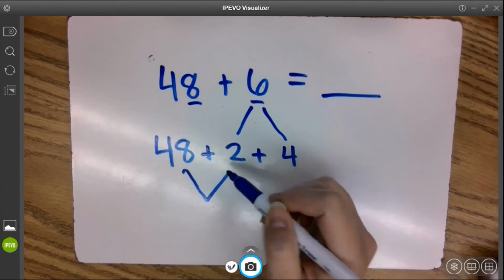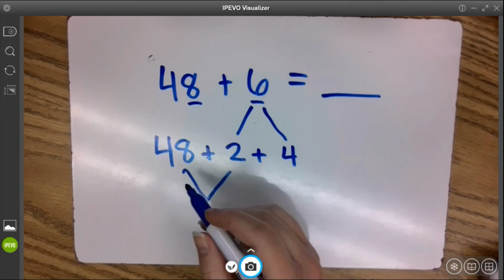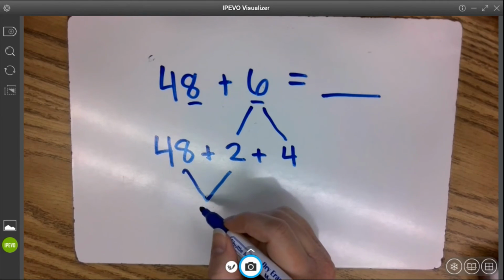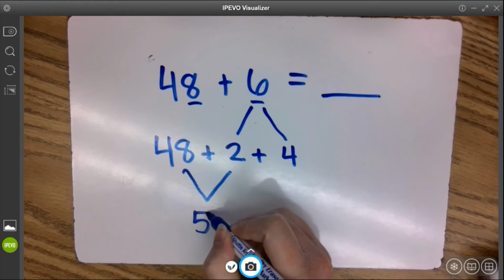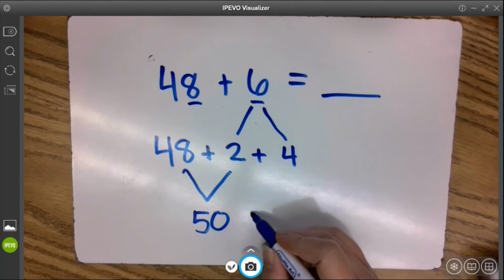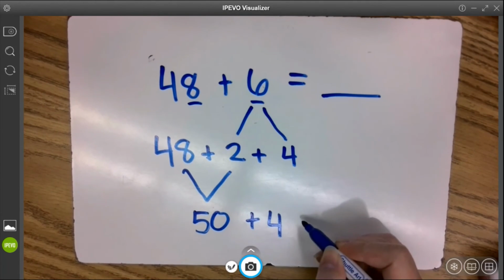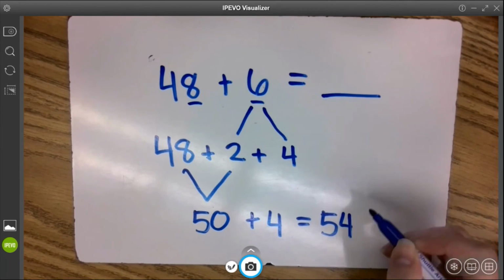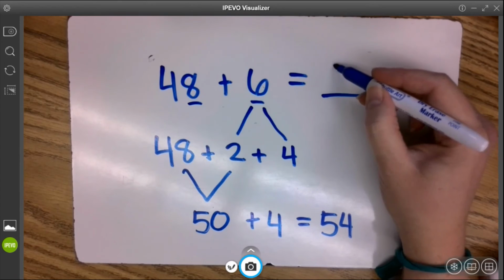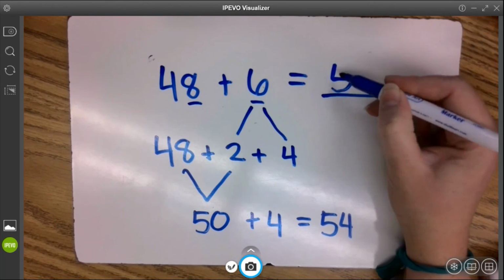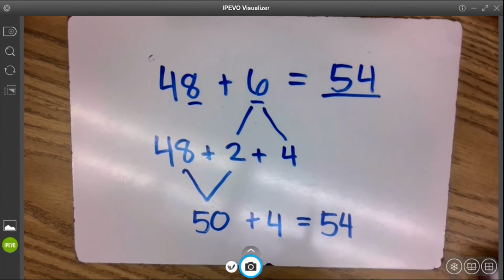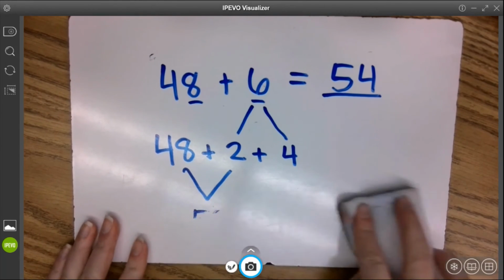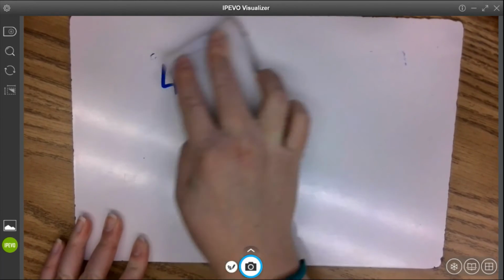The 48 and the 2 come together. 48, 49, 50 makes us get an even group of 10s. And 4 more. Bump out the 0, we have 54. So 48 plus 6 equals 54. Okay, let's do one more.